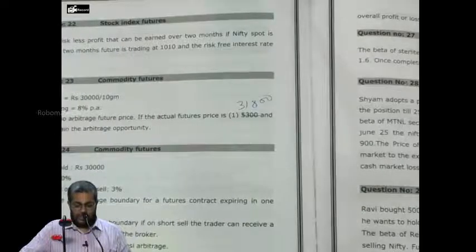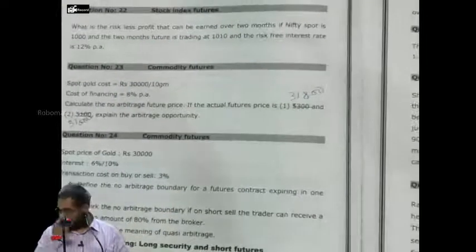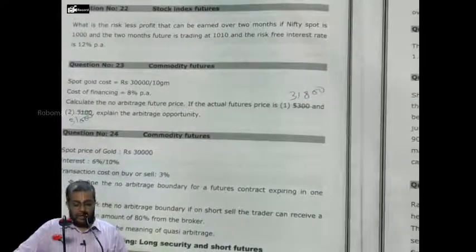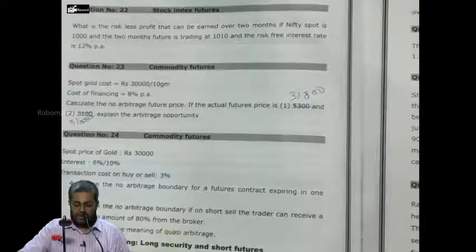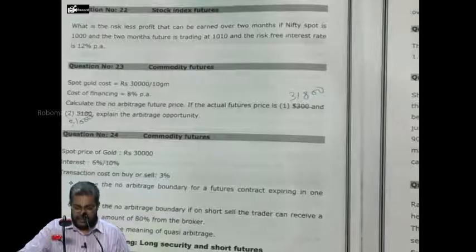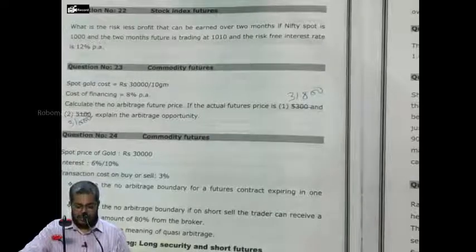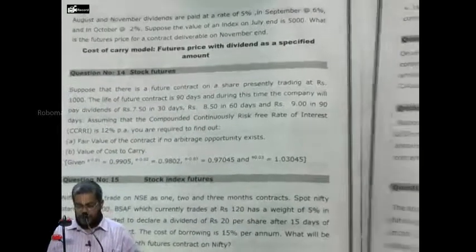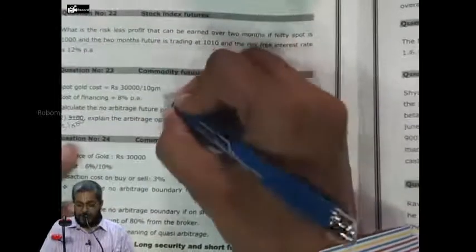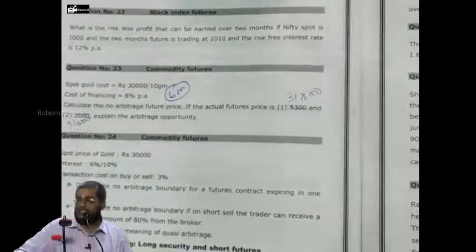Spot gold is 30,000 rupees per 10 grams. Cost of financing is 8% per annum. Calculate the no arbitrage futures price. If the actual futures price is 31,800 (number 1) or 31,000 (number 2), explain the arbitrage opportunity. How many months futures is not given here. It is 6 months futures. That's a mistake in the question, it is not given. 6 months futures.